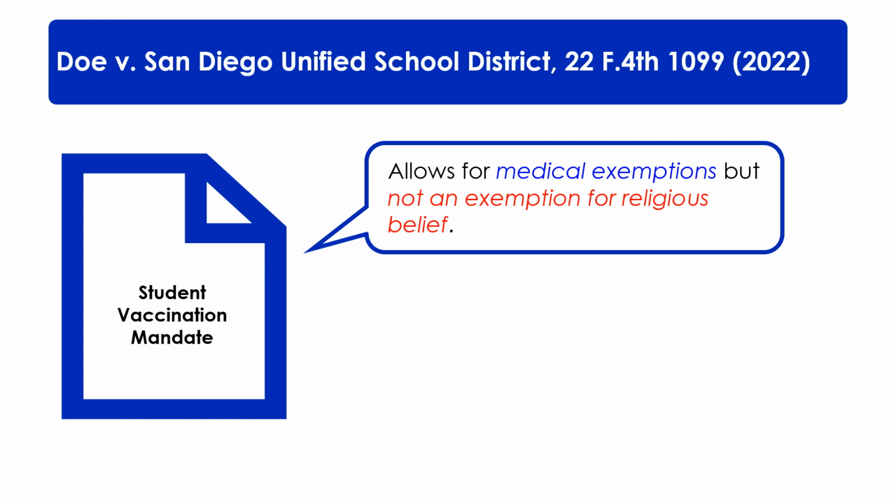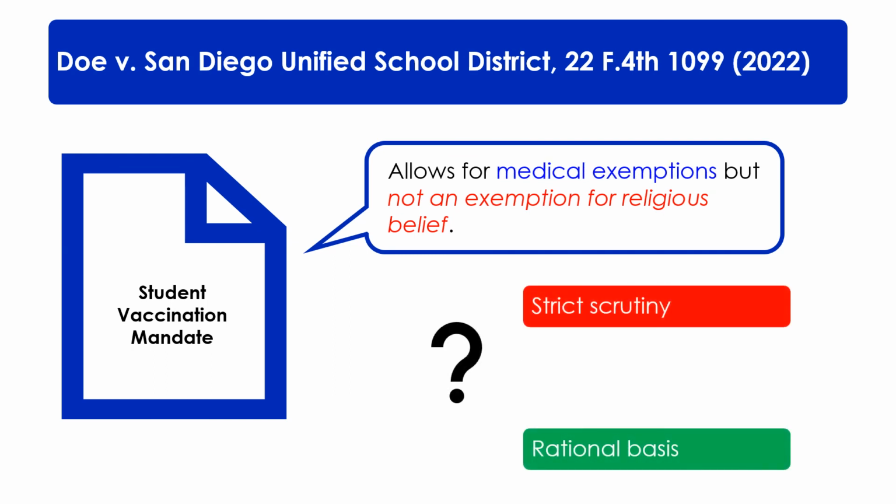A parent alleged that the vaccine mandate violated his daughter's constitutional right under the Free Exercise Clause because the school district's vaccine mandate failed to exempt his daughter in light of her religious belief and by treating comparable secular activity more favorably than religious exercise. In this case, what level of scrutiny should be applied here? Should a court apply rational basis review, or should a court apply strict scrutiny to decide whether the school district's vaccine mandate is constitutional or not?